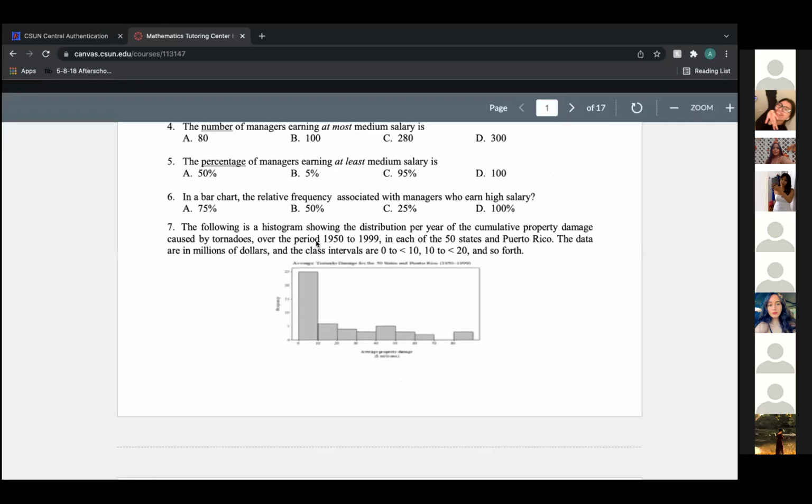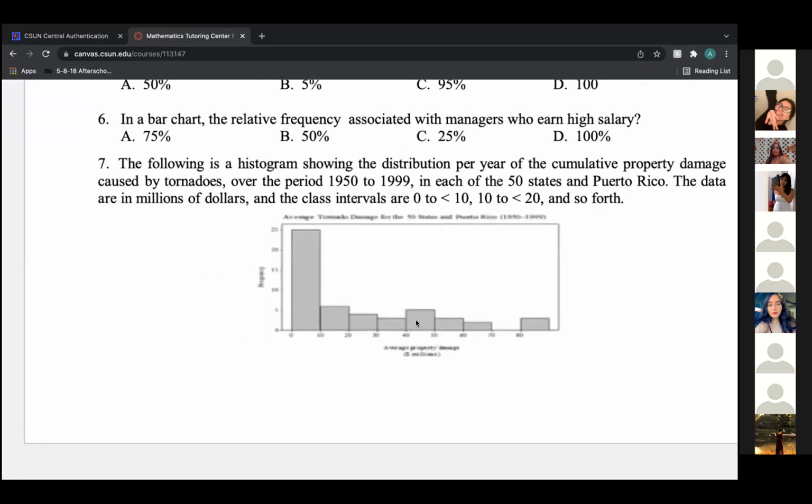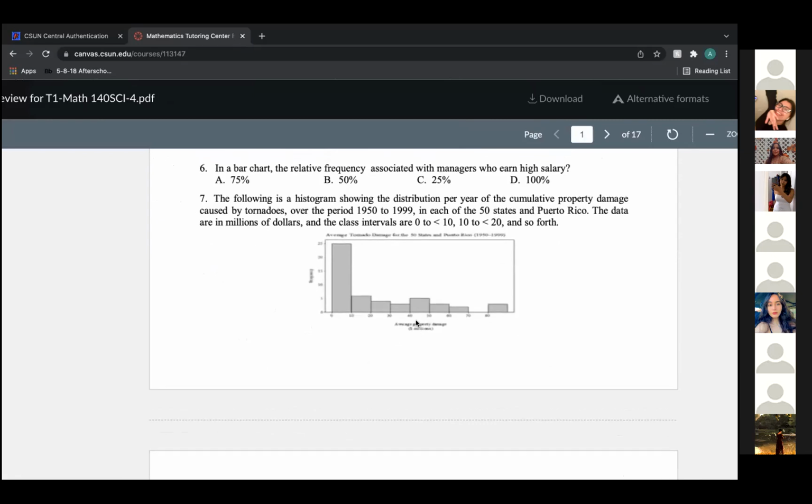Wait, is this here? Is this better for you? No, it's just the. This says 25. That's right. Yeah, but that's not a relative frequency. That's a total frequency, which means you have to count up how many there are. Oh wait, 50 states, right? And Puerto Rico. That's 51. I don't have to count. That's 51. So that column is 25, which means 25 of the 51 are less than 10. That's slightly under 50%. So what were the options again?